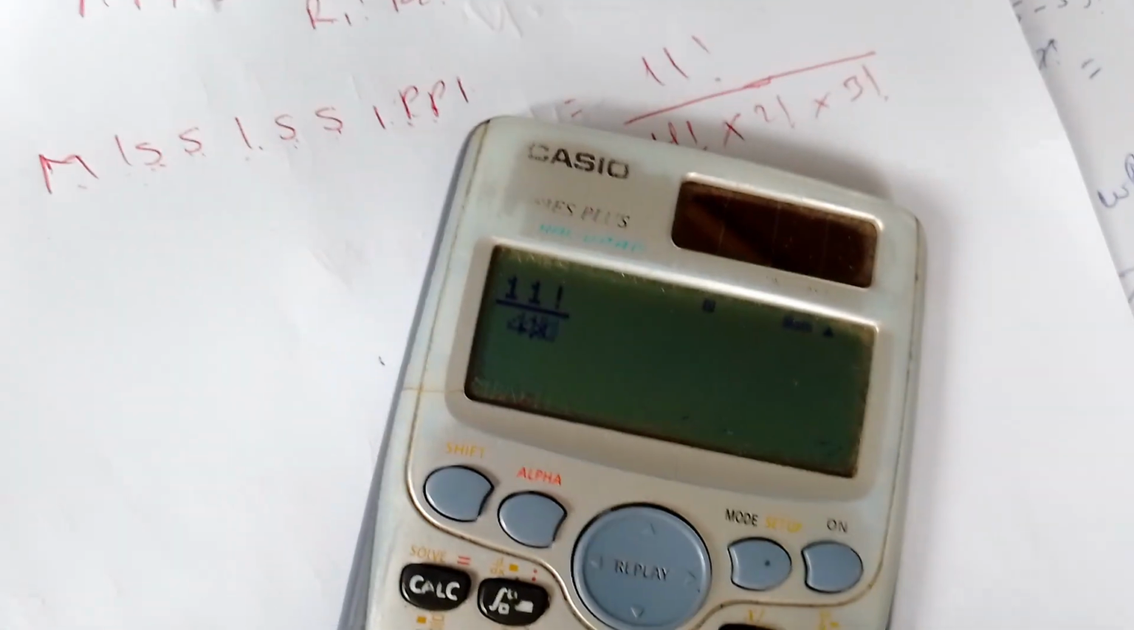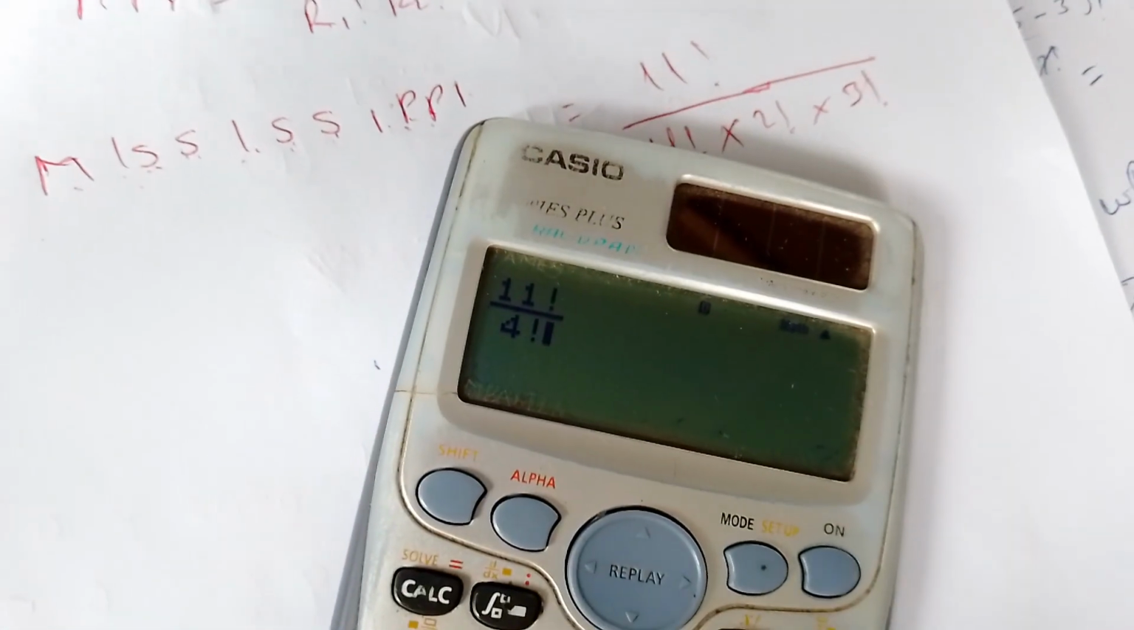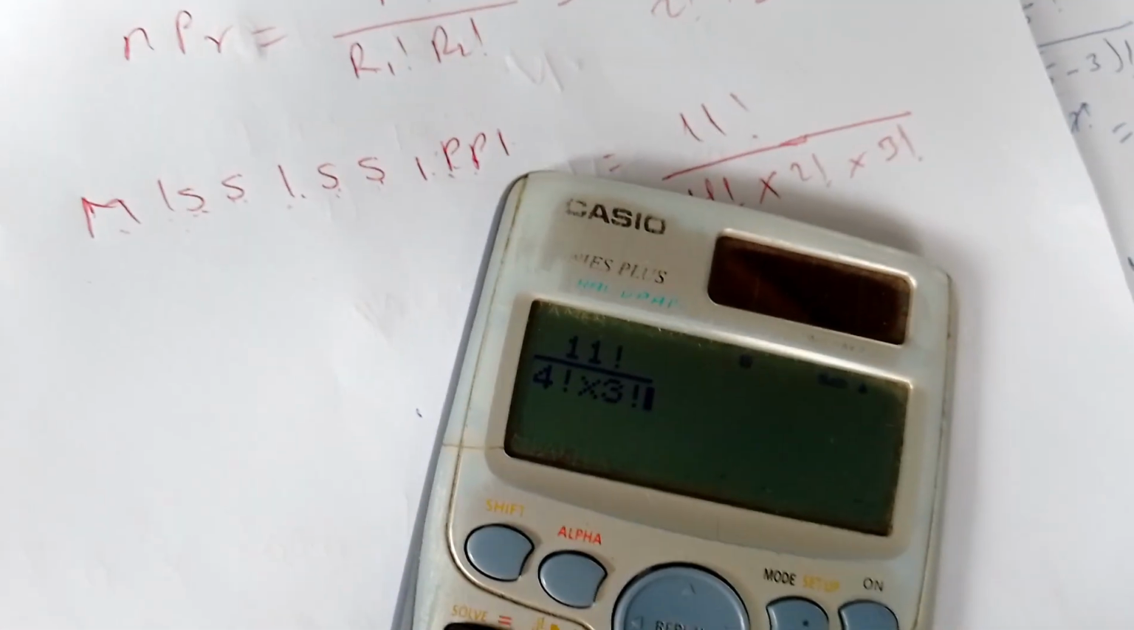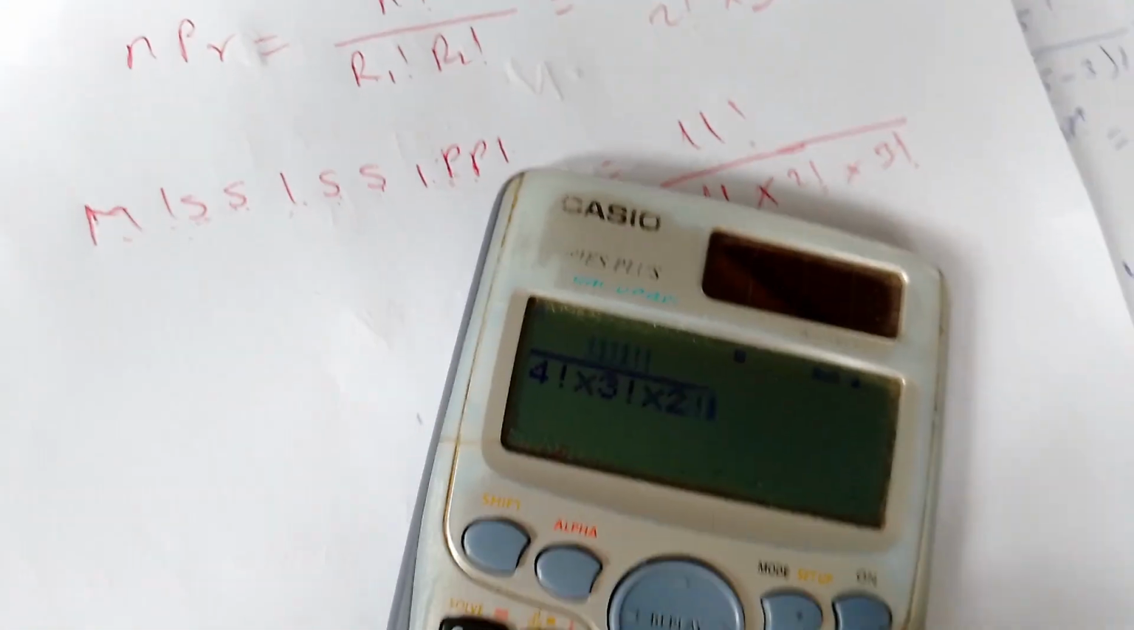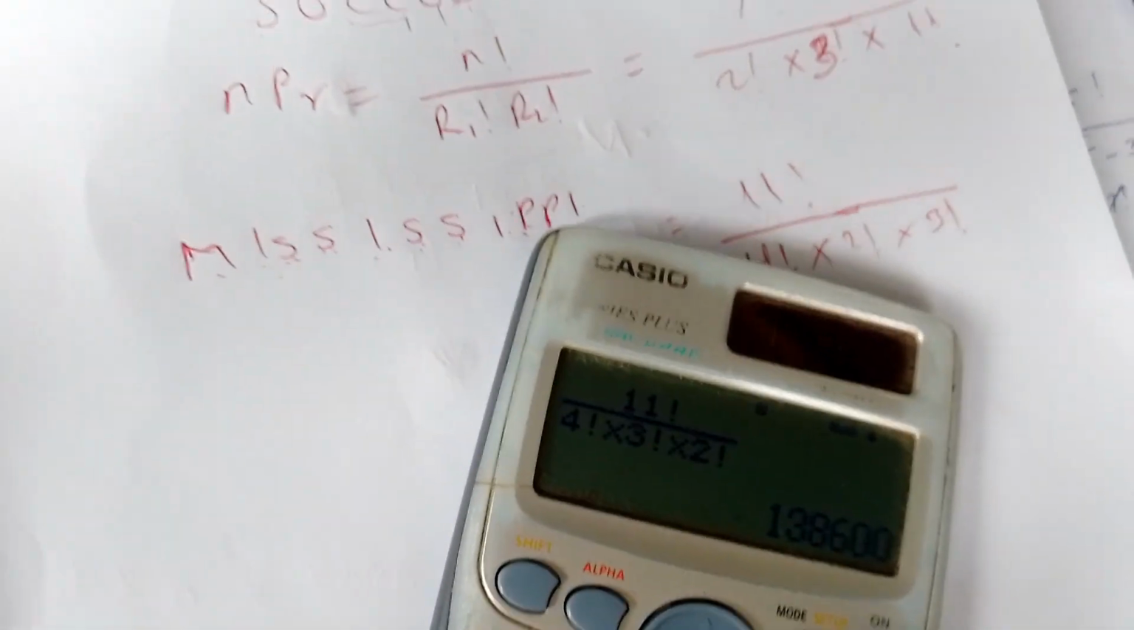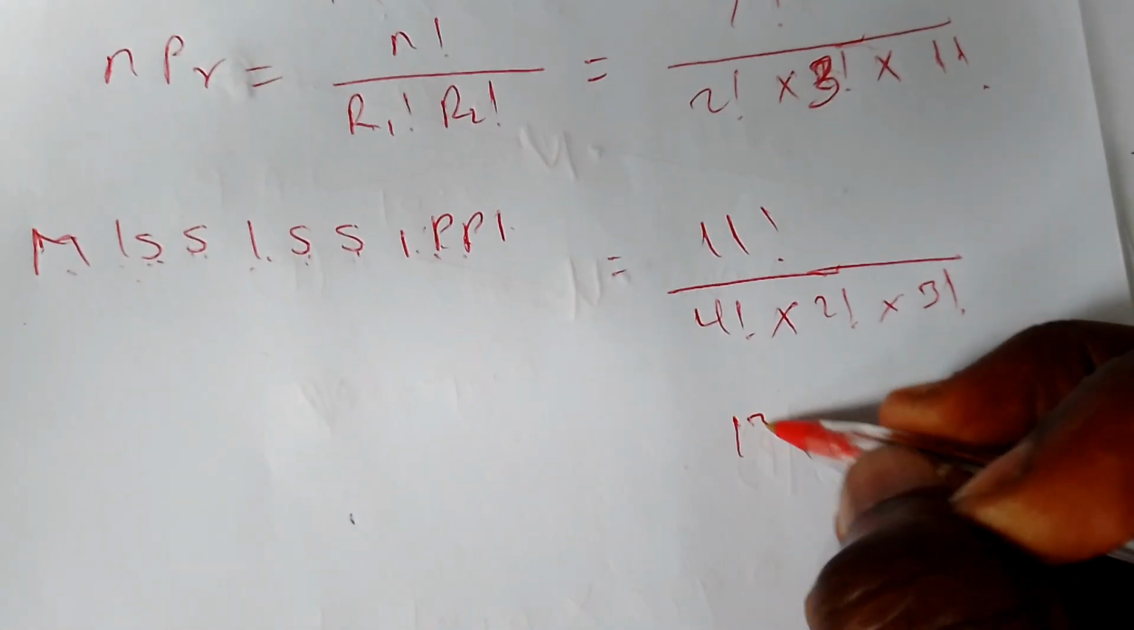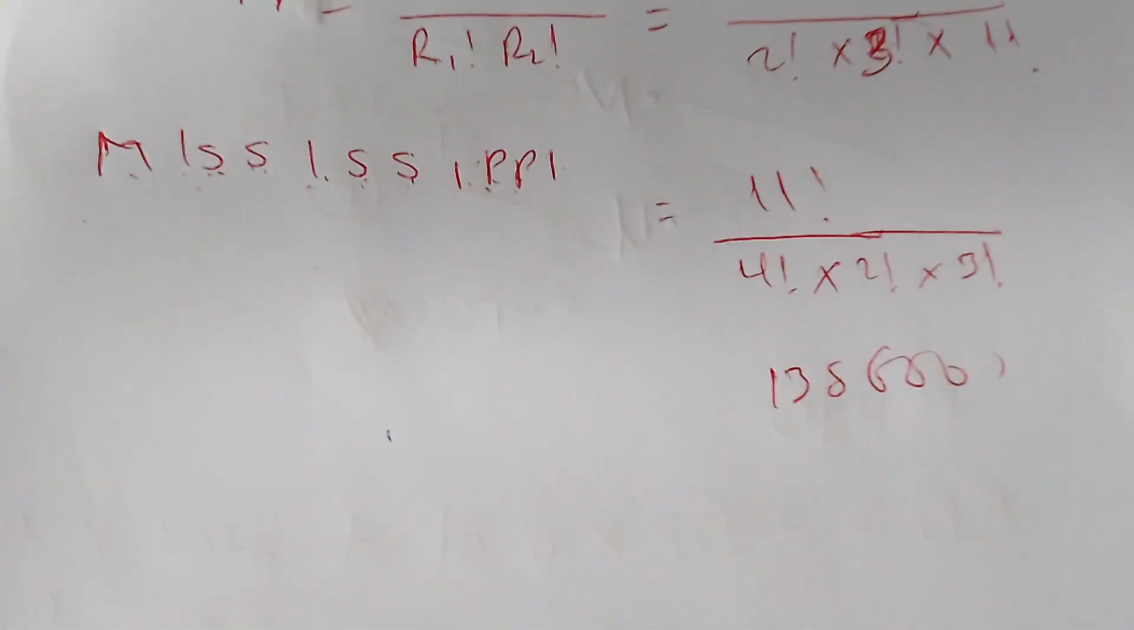So 4 factorial times 3 factorial times 2 factorial. So you get 138,600 ways. That's quite a lot. And we have the same thing for abracadabra. So you can always try those ones.